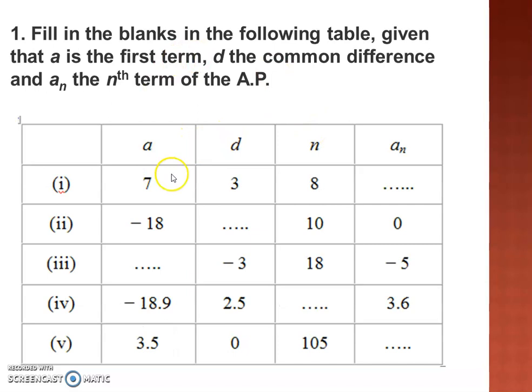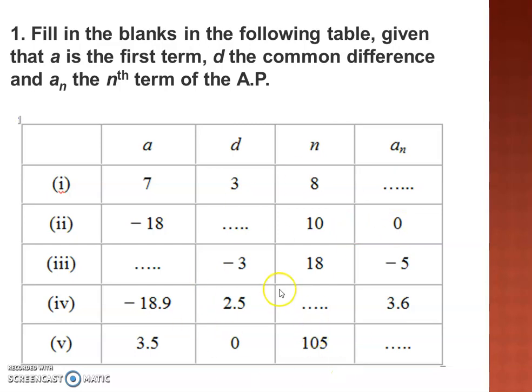So here a for the first one, the first term is 7, common difference is 3, n is the number of terms that is 8, and an, that is the nth term, you have to find out. So for an AP, if first term is 7, common difference is 3, eighth term will be what? That you have to find out. That will be an. And for the second one, first term is given as minus 18, common difference is not given. But the nth term, that is the 10th term, is given as 0. So with that you can find out common difference.